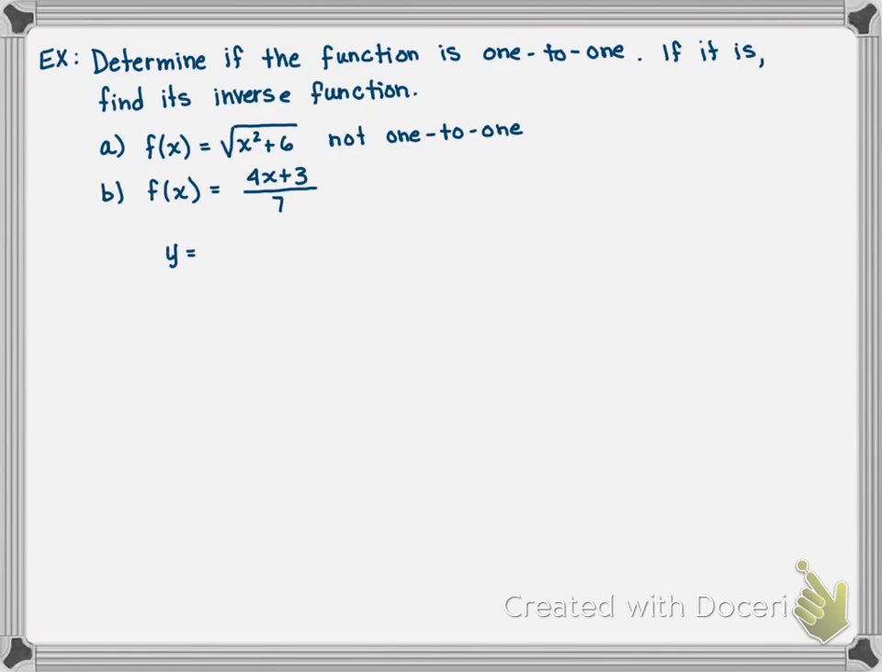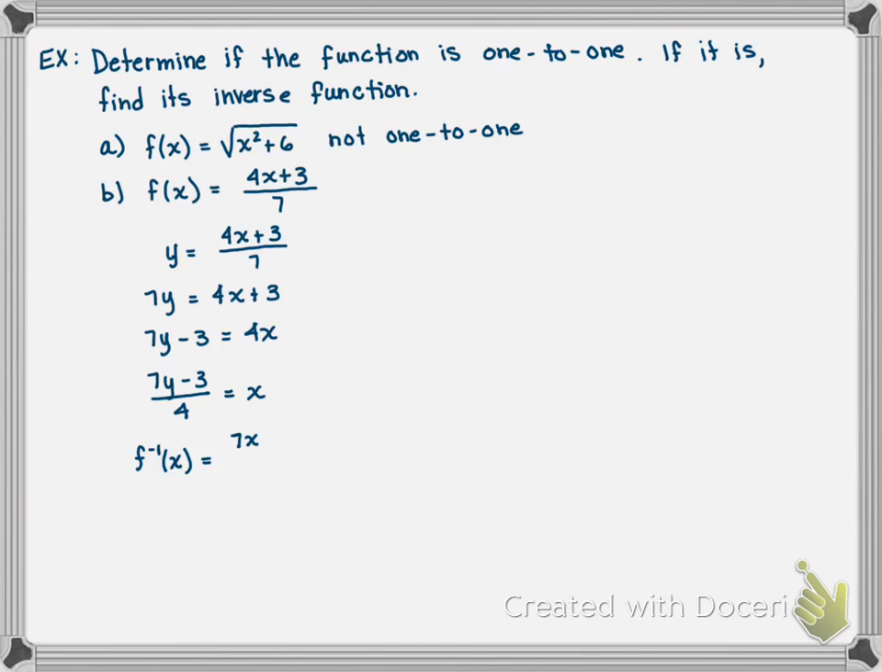So we have y equals 4x plus 3 over 7. I'm going to clear fractions. So 7y equals 4x plus 3. Subtract 3. And divide by 4. So f inverse of x multiplies its input by 7, subtracts 3, and divides by 4.